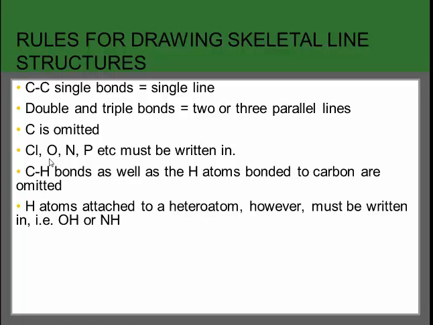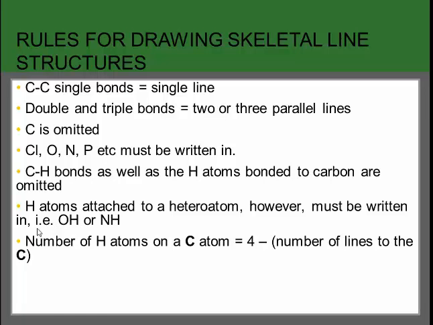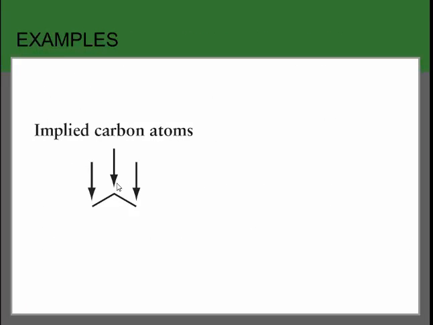However, if there's a hydrogen atom attached to an O, an N, or a P, for instance, we draw them in. So OH or NH, we specifically show those hydrogens. And then the number of hydrogen atoms that are on a carbon atom is going to equal 4 minus the number of lines to the carbon. So if we see a carbon with only 1 line to it, we understand that it has 3 hydrogen atoms attached to it. So here's an example.